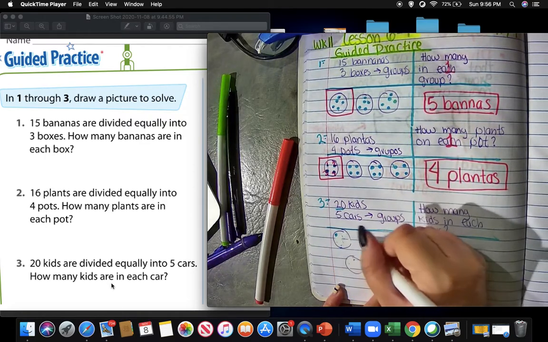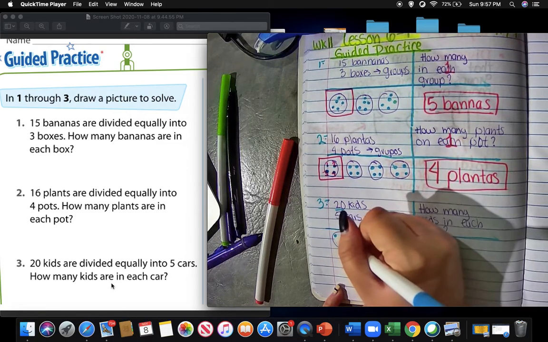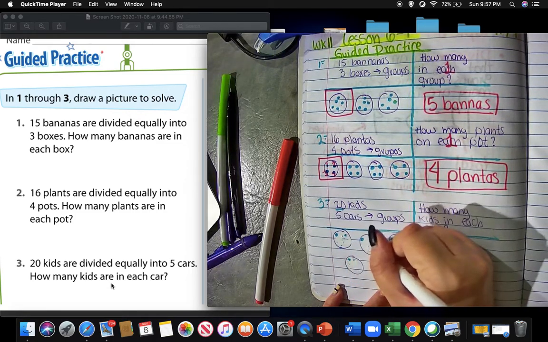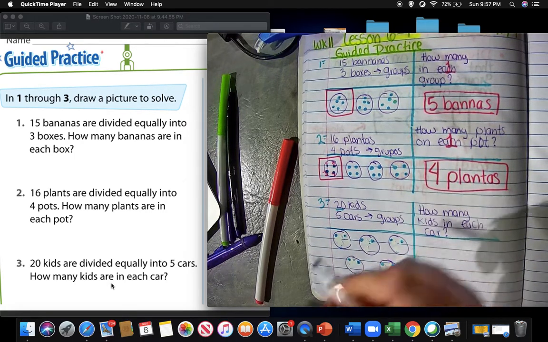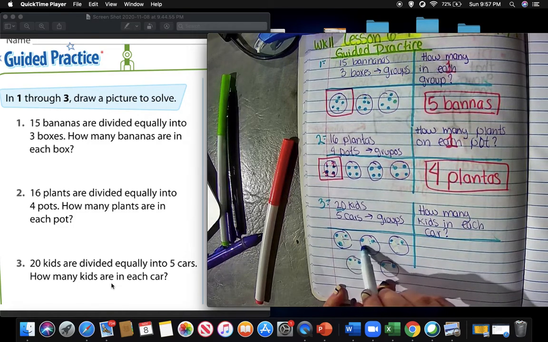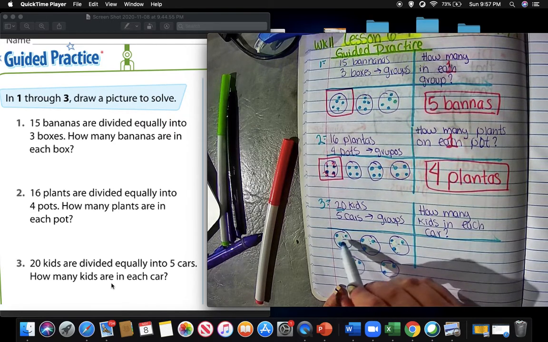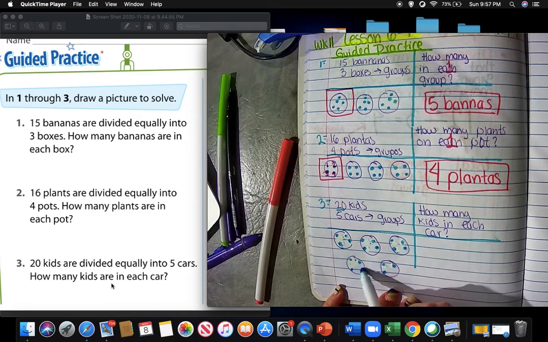So 1, 2, 3, 4, 5, 6, 7, 8, 9, 10, and then every time I get to the fifth group, I need to start all over again. So 10, 11, 12, 13, 14, 15, 16, 17, 18, 19, and 20.